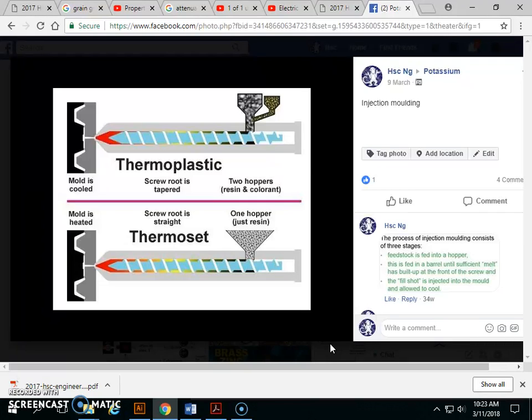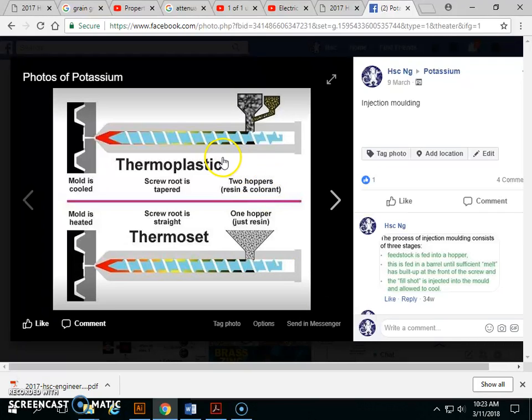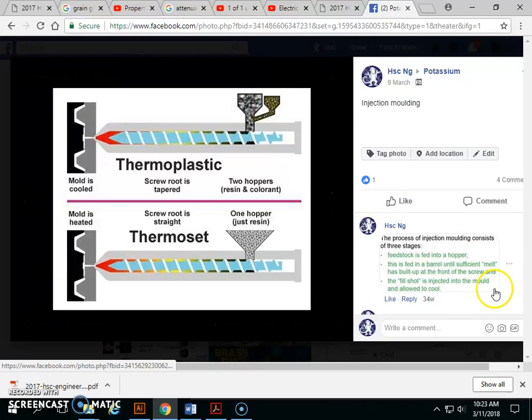Okay, so this is a question I've had for a long time now. So this is a picture of thermoplastic, thermoset. There's slight differences. You don't need to talk about the being tapered, right? For thermoplastic, it's tapered. Thermoset, they don't need to because it's an exothermic reaction. It produces heat as they react. It also only uses one hopper. Here we have the colorant added.